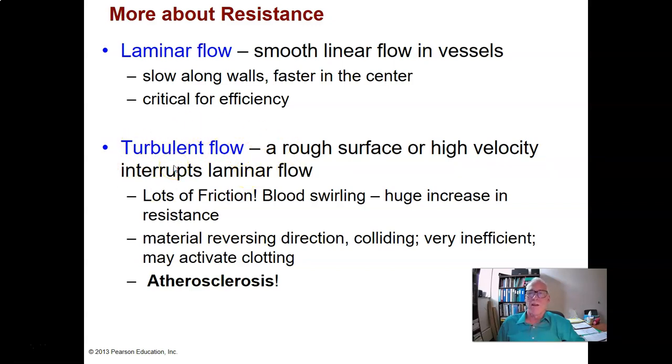Turbulent flow is a violent flow involved with lots of swirling and eddy currents and things. And when flow becomes turbulent, it's very hard to push the blood through the blood vessels. What happened? Why does this happen?